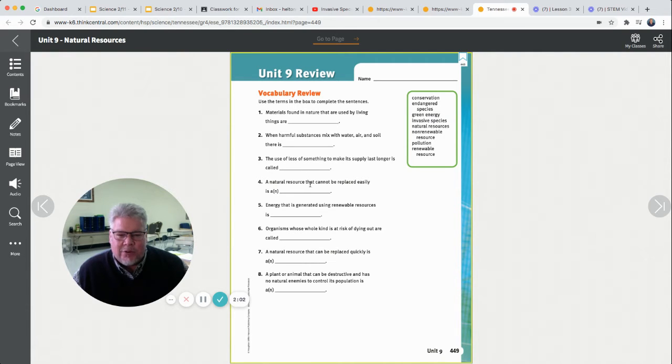Number 4, a natural resource that cannot be replaced easily. Read these carefully on the test. It cannot be replaced easily. That means it takes a long time to replace it. So that makes it non-renewable. A resource that's non-renewable takes a long, long time to replace it. It cannot be replaced easily.